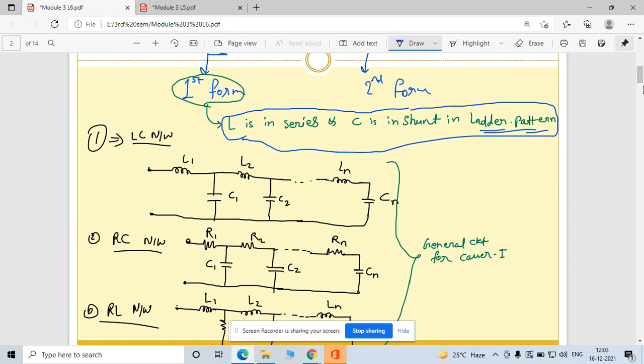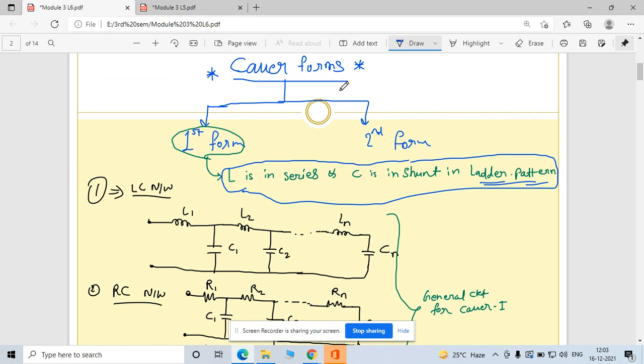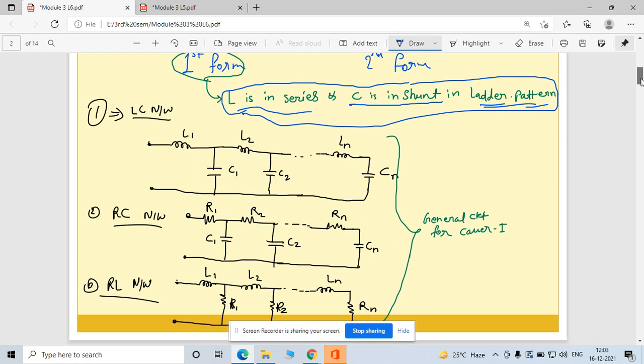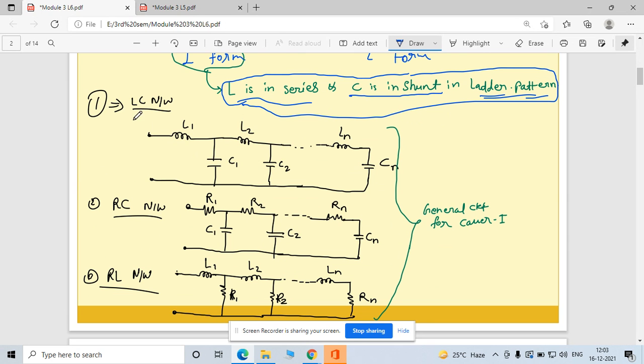So at that pattern, Cauer 1 form is explained only. Inductor means the inductor is always connected in series, and the capacitor is always connected in shunt for this Cauer 1 form. Okay, now see there are different combinations of Cauer 1 form. First is the LC network. L is always connected in series and C is always connected in shunt, right?